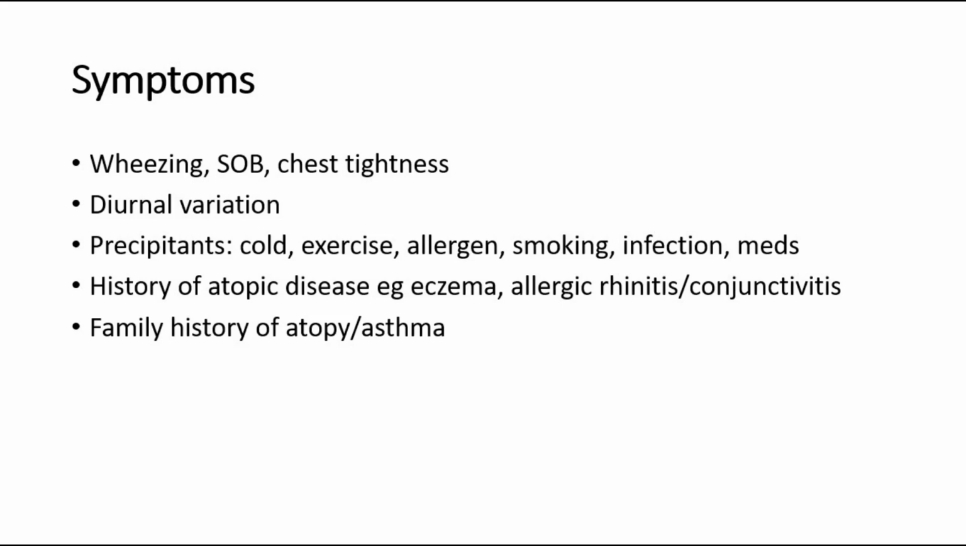Some of the precipitants of asthma include cold weather, exercise, allergens such as dust, mites, pollens, or even pet fur, smoking, either if the patient smokes themselves or passive smoking also, infection, especially lung infection, and some medications such as NSAIDs and beta blockers can precipitate asthma as well.